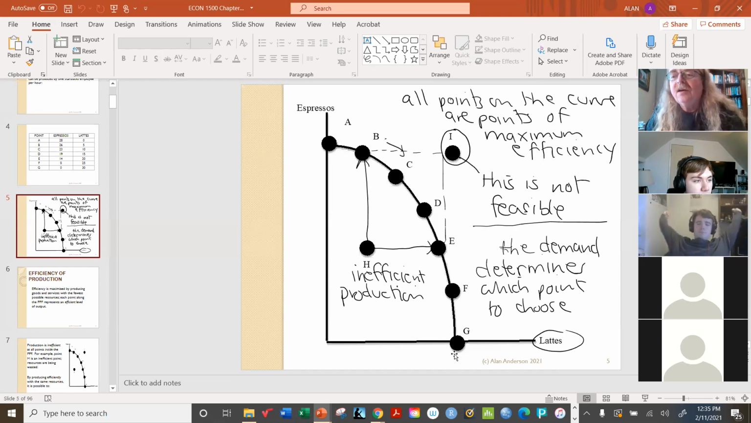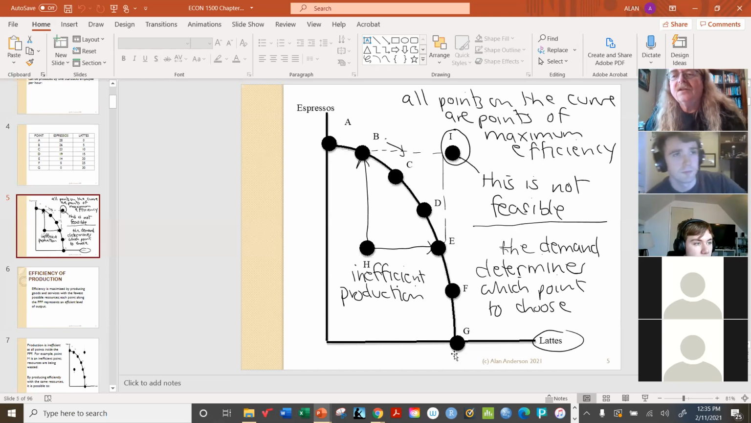Now, how do you decide that? Well, that's going to ultimately depend on what the customers want. And it also will depend to a certain degree on how much we can charge for each product. Obviously, if we're selling a lot of lattes and they cost more money, we may want to produce more lattes. If the espressos are selling like crazy, we may want to produce more espressos. But the bottom line is any one of these points represents maximum efficiency.